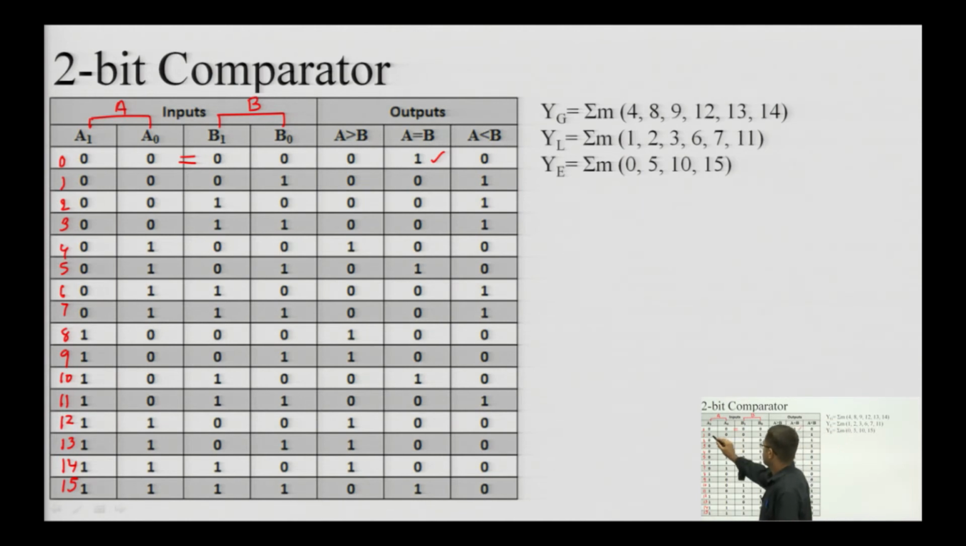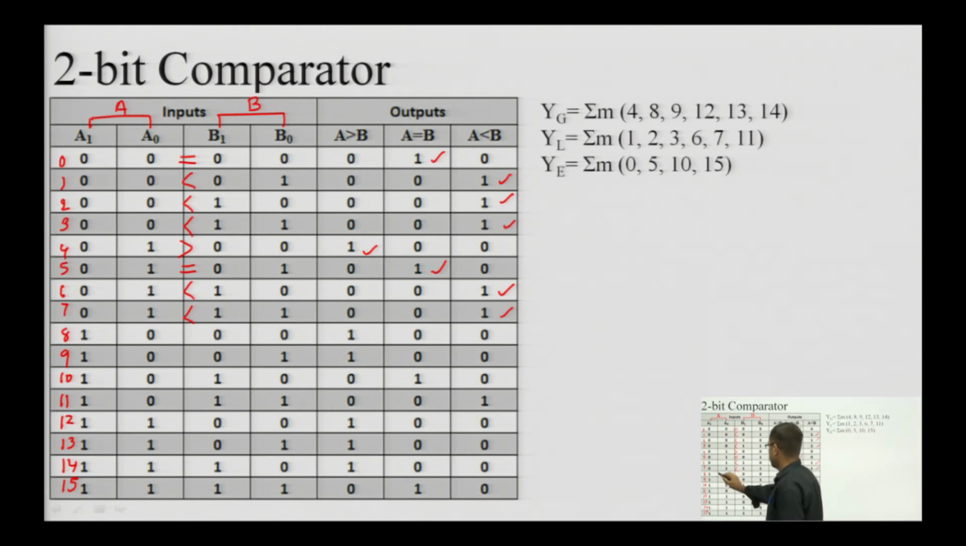Similarly, we can see that 0 0 is less than 0 1. So, that is why A is less than B. Similarly, here also A is less than B. Going further, 0 1 is greater than 0 0. So, A is greater than B. 0 1 is equal to 0 1. So, that is why A is equal to B. 0 1 is less than 1 0, 0 1 is less than 1 1. So, we can see that both are giving high output for A less than B.